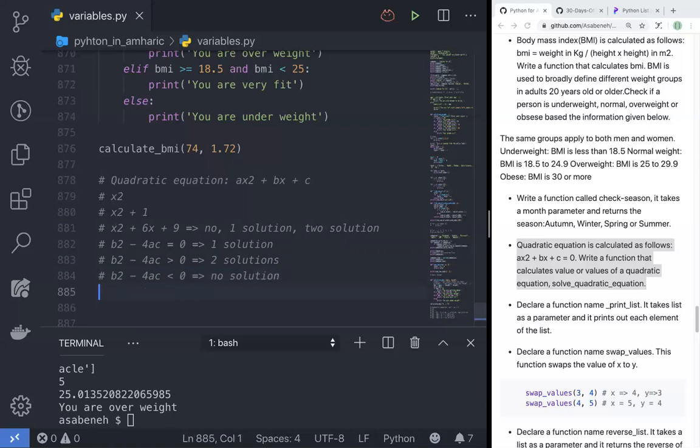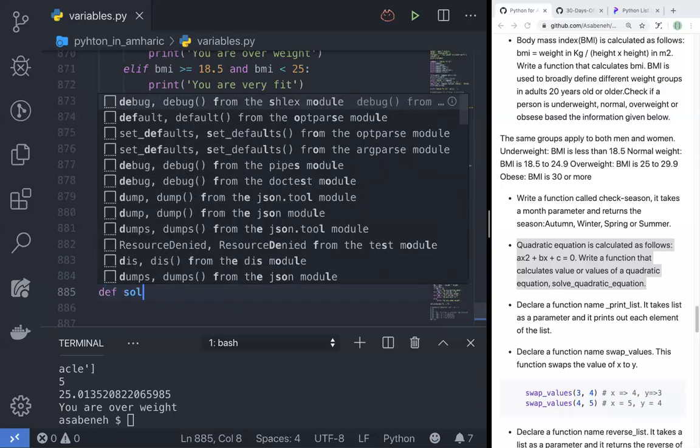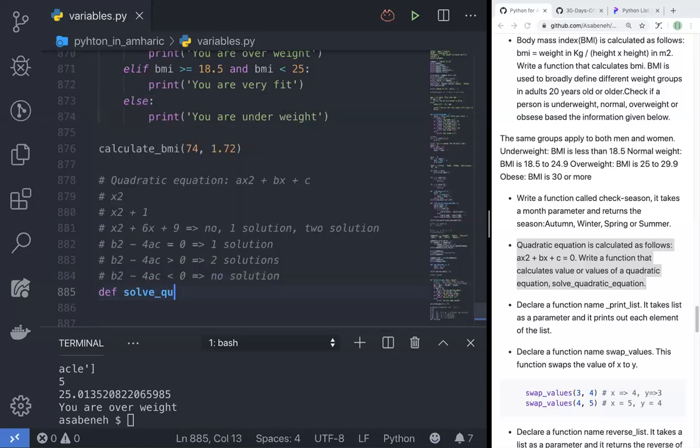Okay, if that's the case, quadratic solve a quadratic equation.